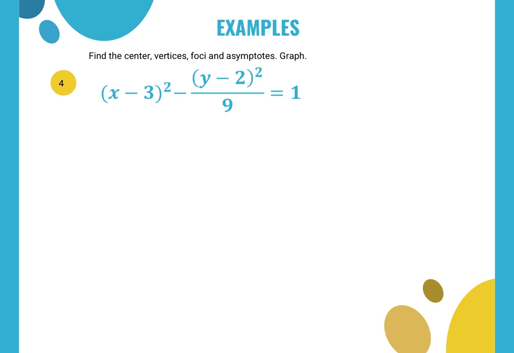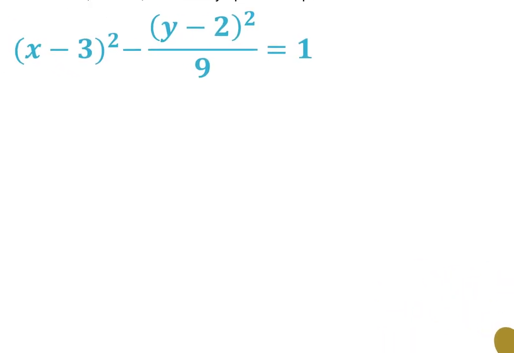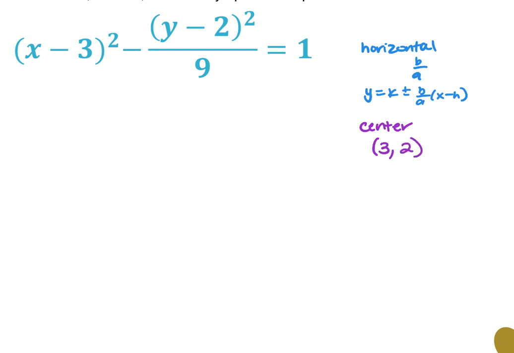4. So tell me what you know right away. It's horizontal because the x comes first. And if it's horizontal, it's b over a for my asymptote. You can even write out your whole equation for your asymptote if you want. y equals k plus and minus b over a times x minus h. What else do you know from your equation? The center is the opposite of what follows x. Good, 3. And the opposite of what follows y? 2. Good.